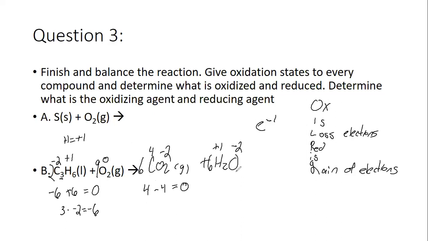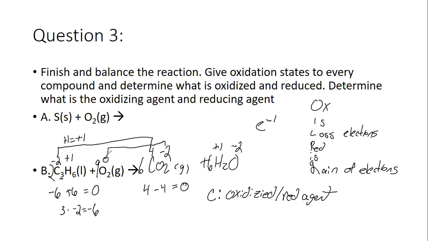Now we can determine what is oxidized and what is reduced. So oxidation is loss of electrons. That means you become more positive. Carbon went from a -2 to a +4. So carbon became more positive. It lost electrons. So carbon was oxidized. And if you're oxidized, you are called the reducing agent, right? And we talked about that on Monday as well. If you're oxidized, you are the reducing agent.